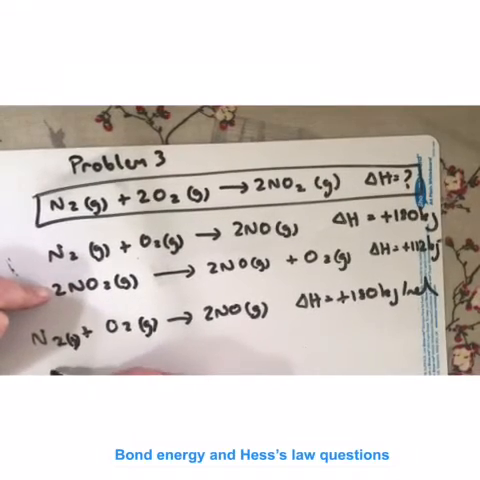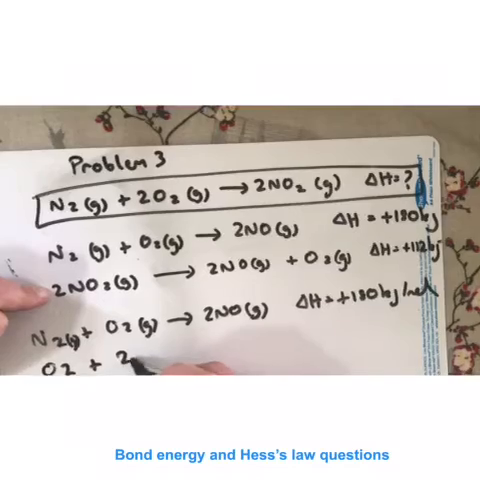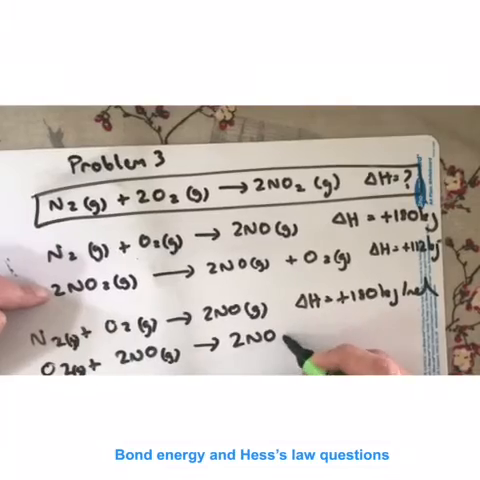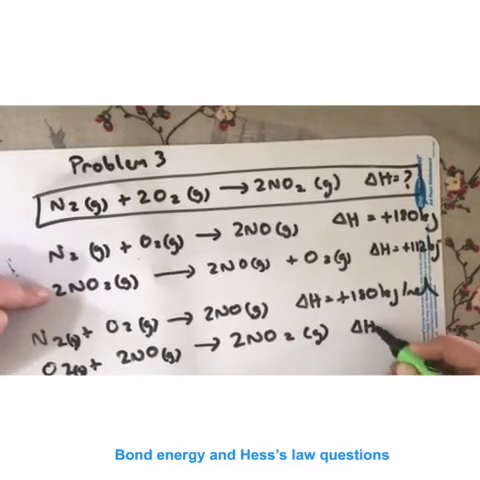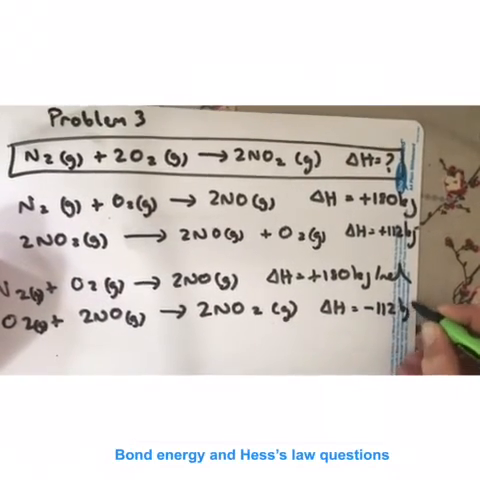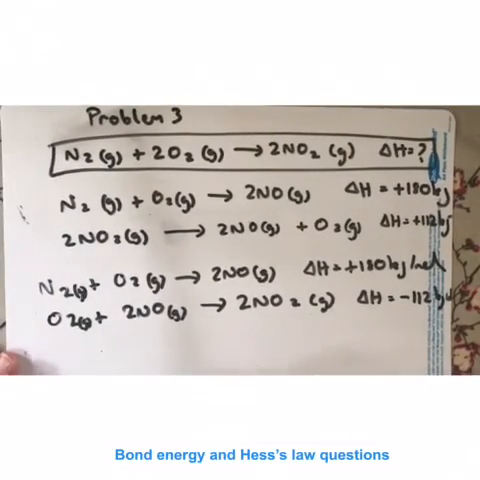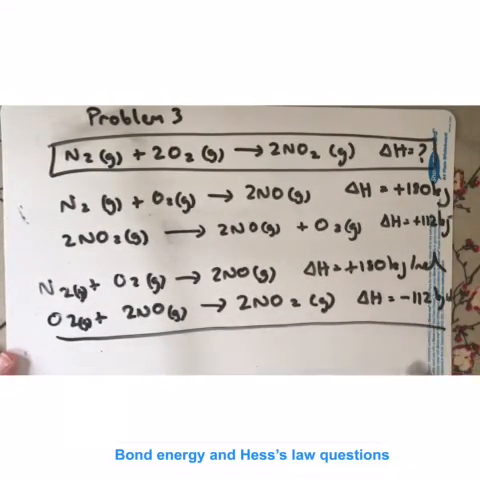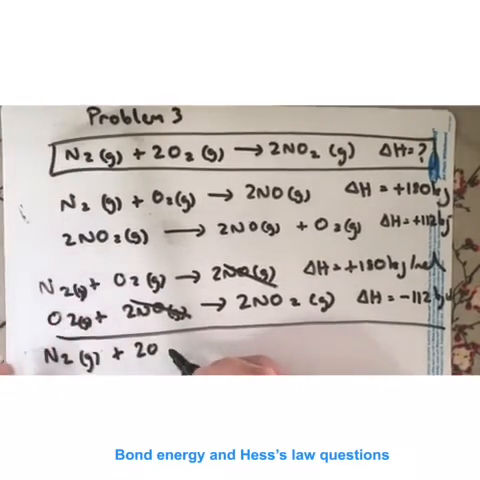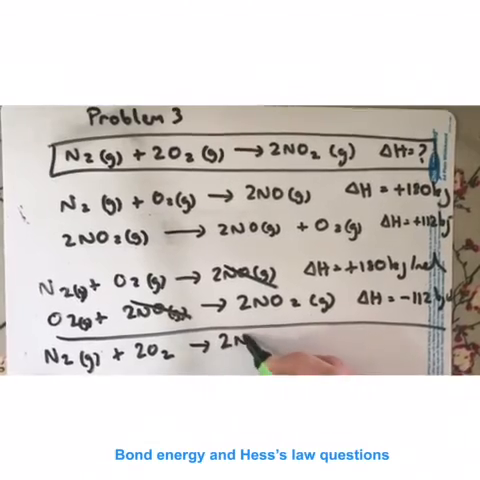And then the other one we're going to have to invert, so it's going to be O2 plus 2NO, I keep forgetting my state symbols, sorry, gas, arrow, goes to 2NO2 gas, and we have to change the sign for this second equation because we've inverted it, so it is equal to minus 112 kilojoules per mole. Now let's see if anything appears on both sides of this equation. So we've got 2NO gas that can be cancelled out, and I think that's all that can be cancelled out here, so we just have to add up the rest. So it's going to be N2 gas plus 2O2, because you've got O2 here and O2 here, arrow, goes to 2NO2 gas.